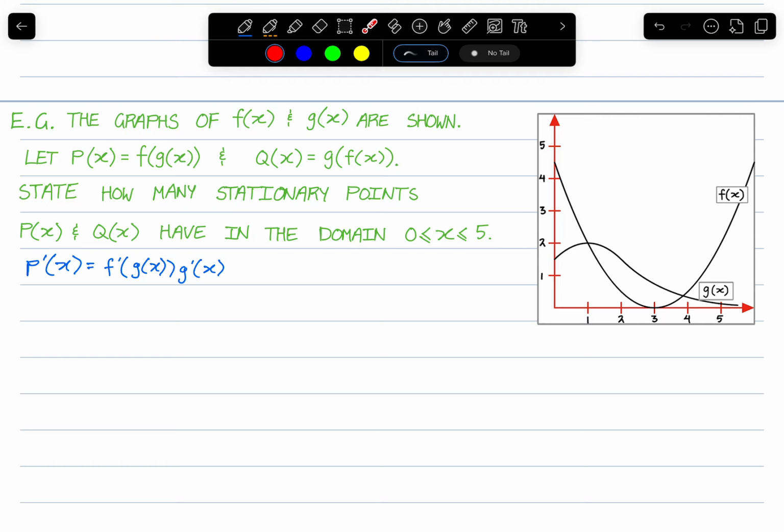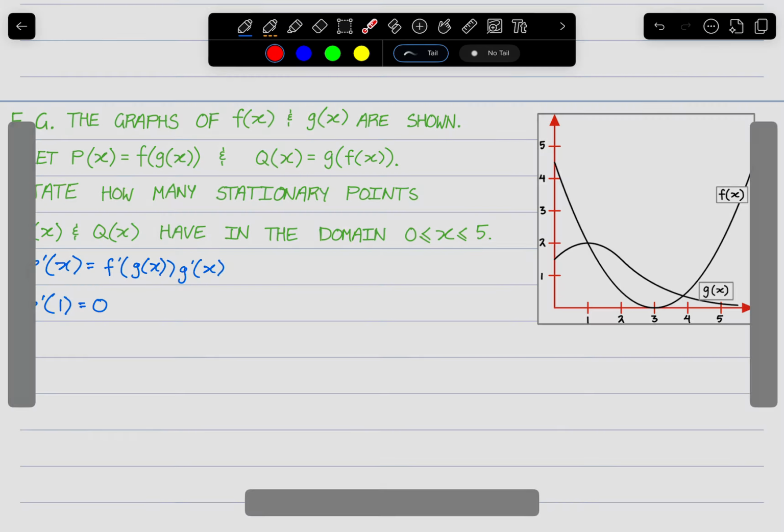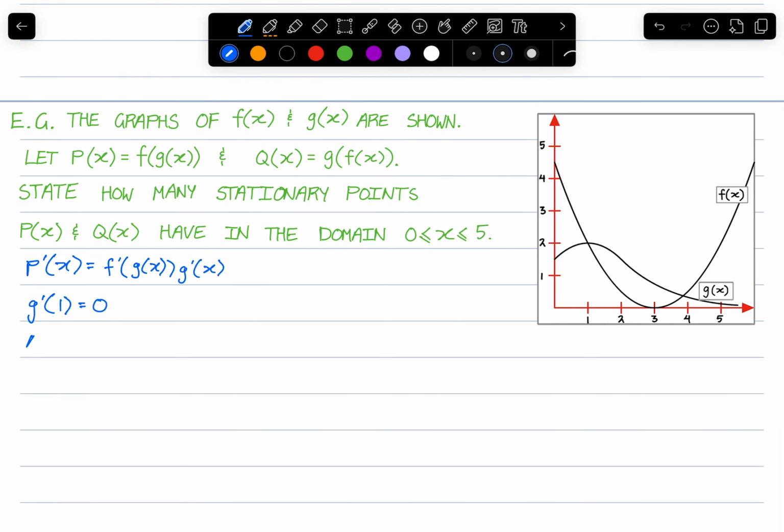Can we see any points along this curve where g is stationary or has, in this case, a turning point? I hope you can see that at x equals 1, or whatever this number might be, g has a horizontal tangent or a stationary point. So since we can see g prime of 1 equals 0, all of this will become 0. So we can count 1 of here. So x equals 1 is one solution for p.